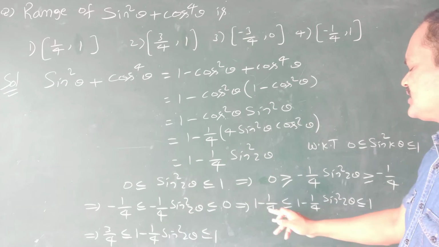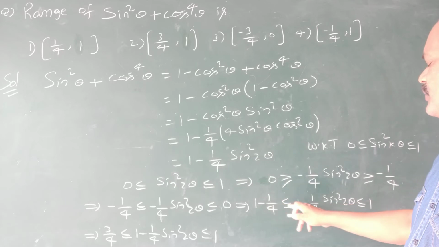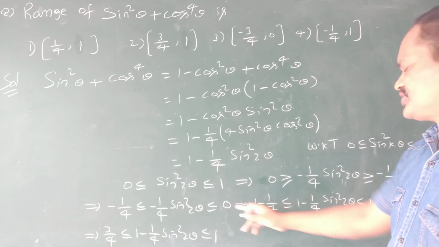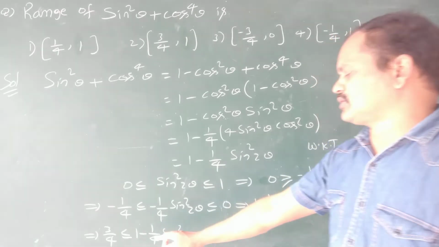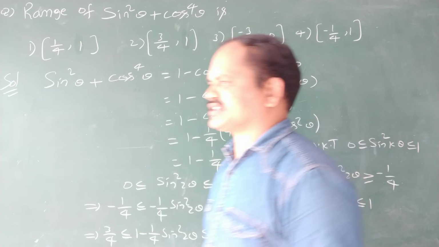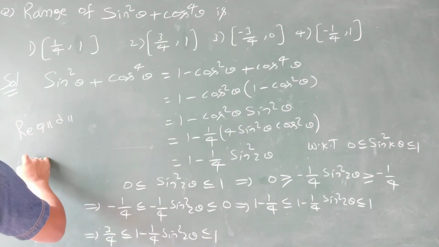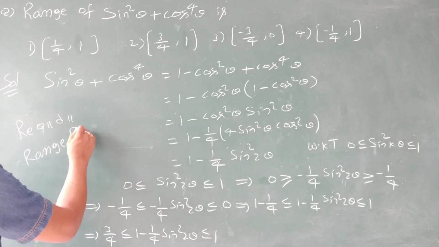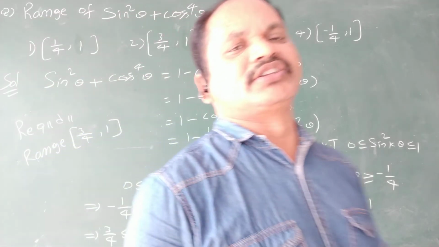Add 1 on both sides since required 1 minus 1 by 4 sine square 2 theta. That's why 1 minus 1 by 4 less than or equal to 1 minus 1 by 4 sine square 2 theta less than or equal to 1, since 0 plus 1 is 1. Now 1 minus 1 by 4 is 3 by 4. So 3 by 4 less than or equal to 1 minus 1 by 4 sine square 2 theta less than or equal to 1. That's why the required range of the function is closed minimum to maximum. Minimum is 3 by 4 and maximum is 1. That's why the range of the function is closed 3 by 4 to 1.